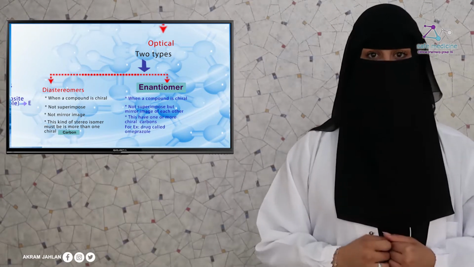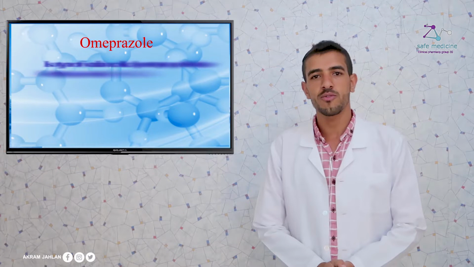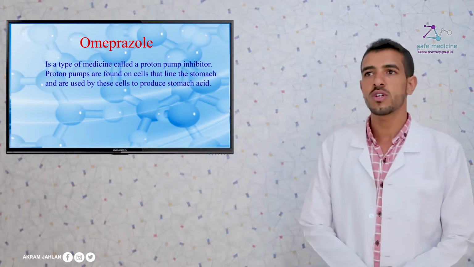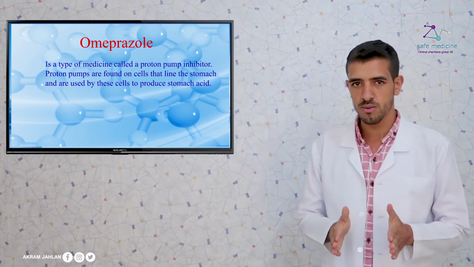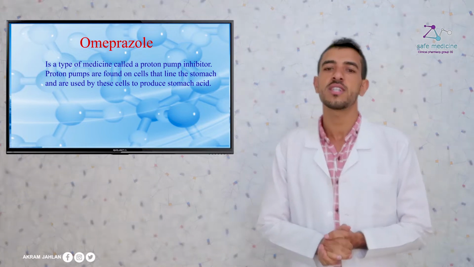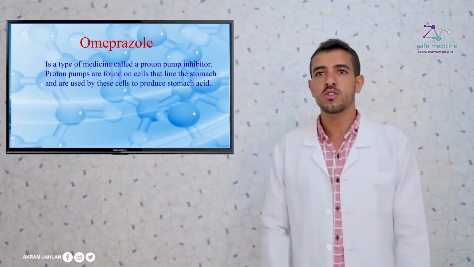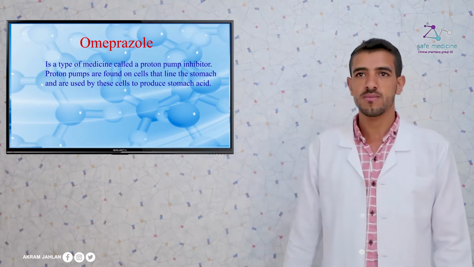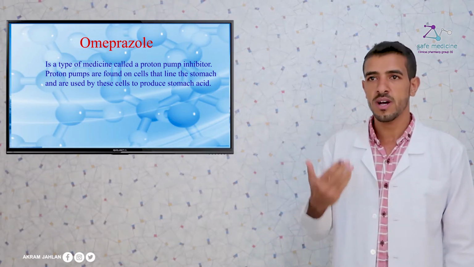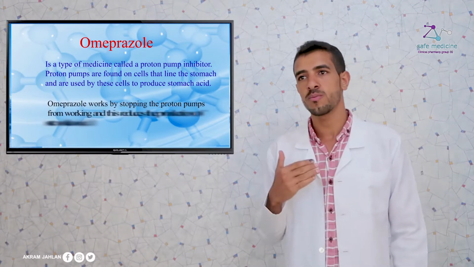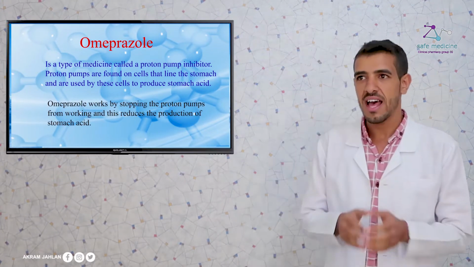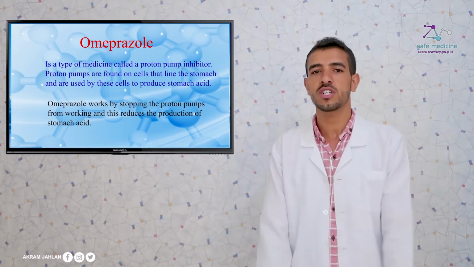For example, a drug called omeprazole. Omeprazole is a type of medication called a proton pump inhibitor. Proton pumps are found on cells lining the stomach and are used by these cells to produce stomach acid. Omeprazole works by stopping the proton pump from working, and this reduces the production of stomach acid.